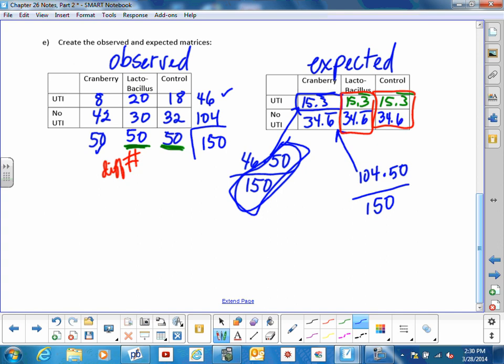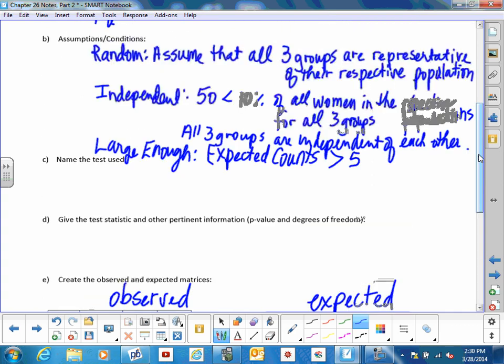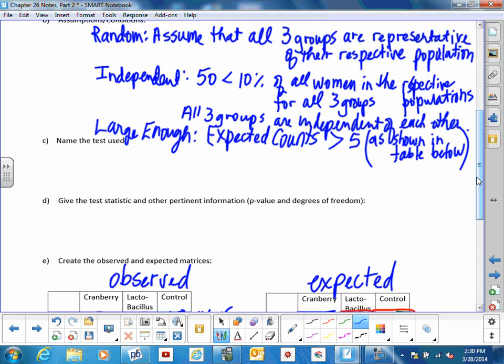Okay, so question, look at all these expected values. Are they all greater than 5? They are. So then I can say to my reader, as shown in the table below, you've got to prove it. You can't just say, you know, I checked it. Come on, they're all greater than 5, or they seem big enough like they're going to be greater than 5. Say no. You have to prove your case. So that's correct. We summarize and we say that our chi-squared model applies.